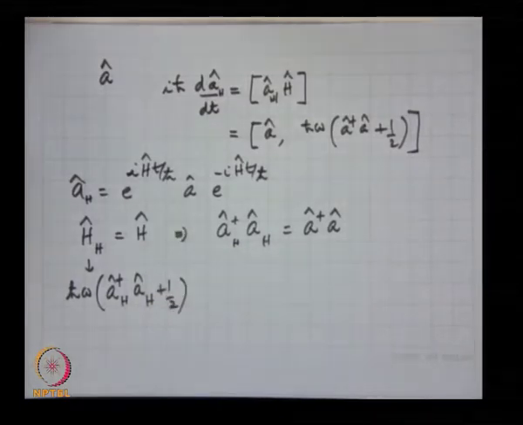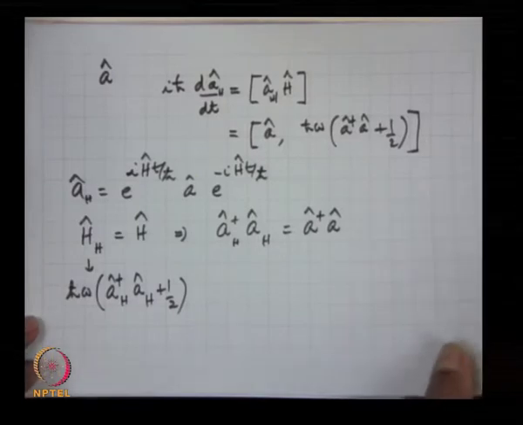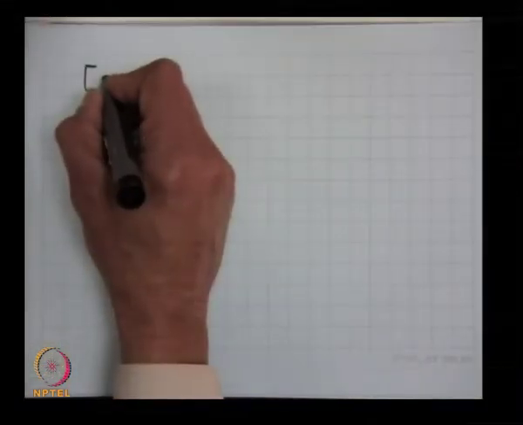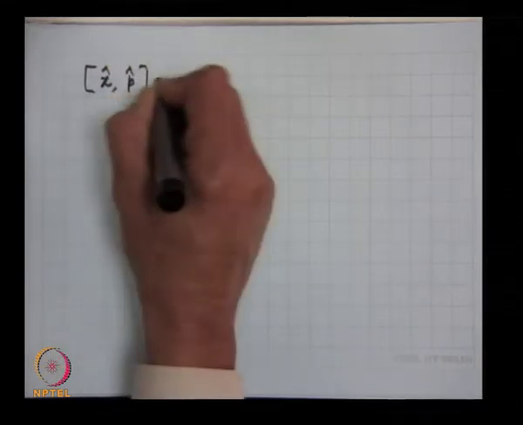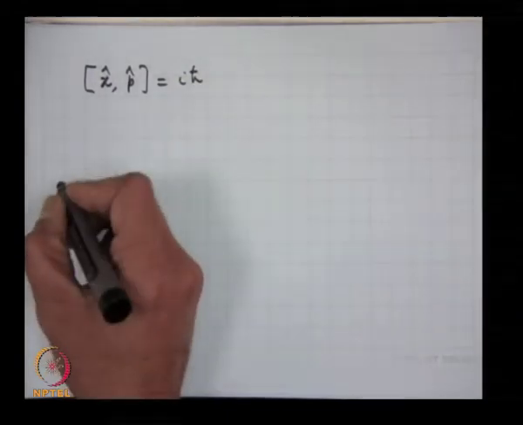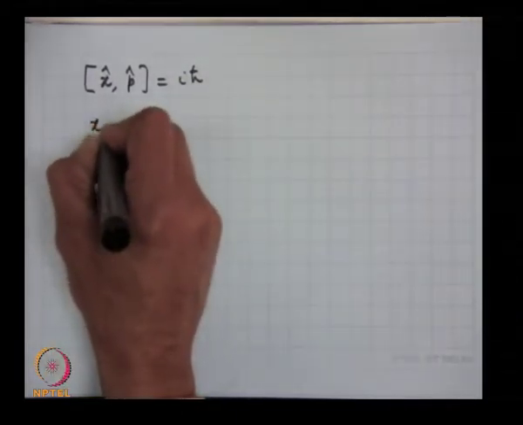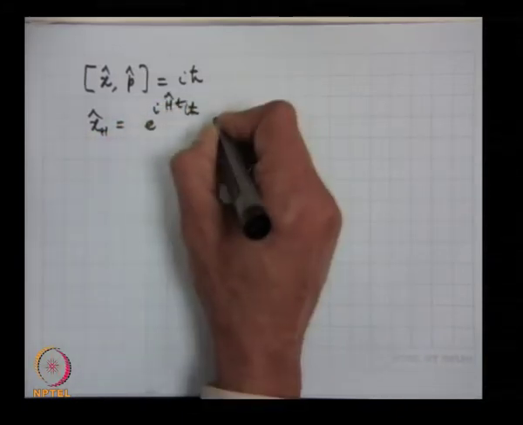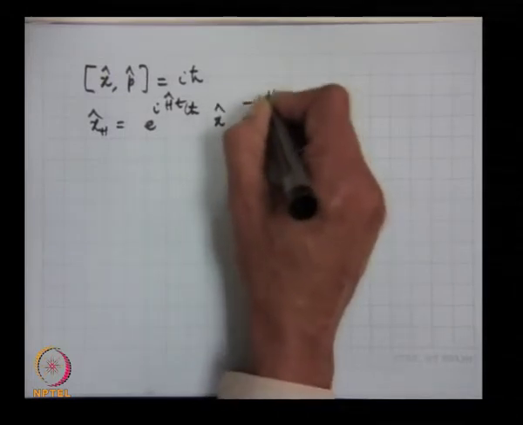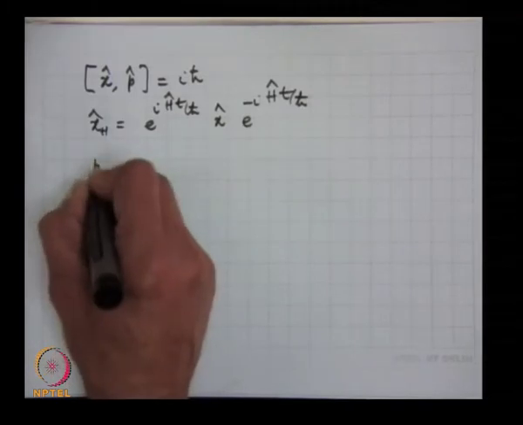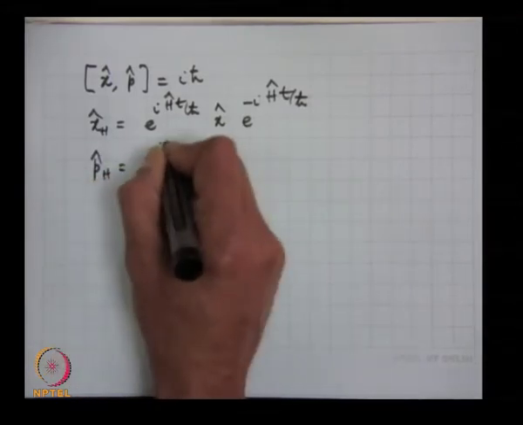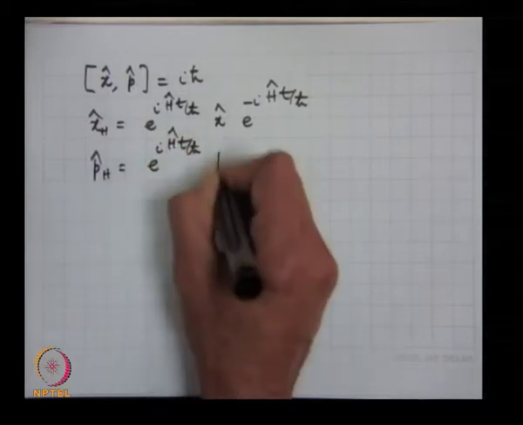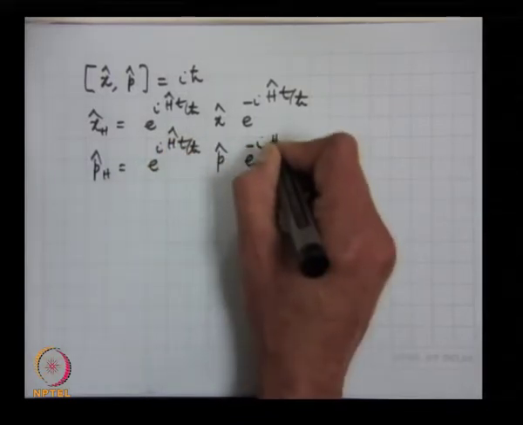Actually, we have to work out the commutation relations in the Heisenberg picture. The commutation relations are the same. So let me go back. For example, we have the commutation relation between x and p equal to i h cross. This is the Schrodinger picture. Now let me go to the Heisenberg picture. So x Heisenberg is exponential i H t by h cross x exponential minus i H t by h cross. And similarly, p H is equal to exponential i H t by h cross p exponential minus i H t by h cross.